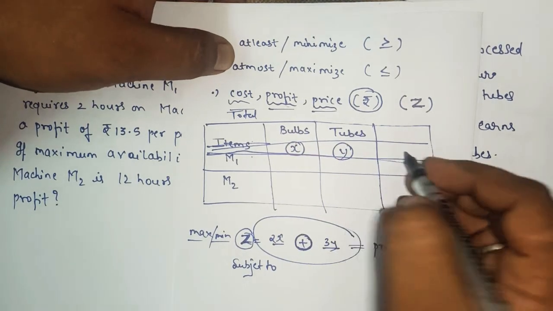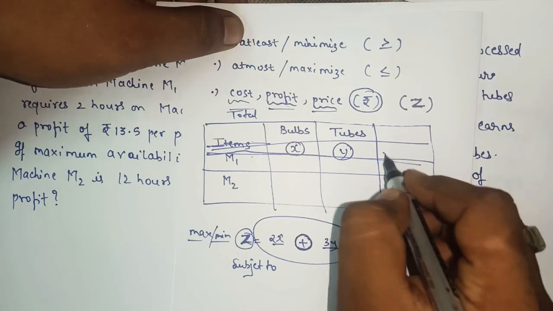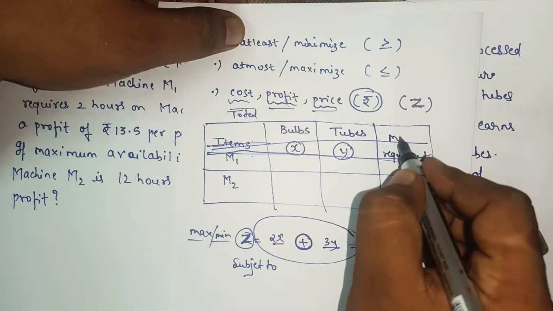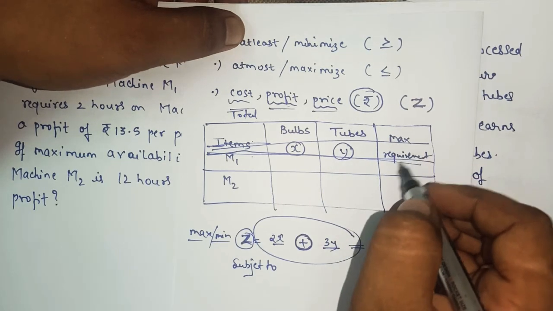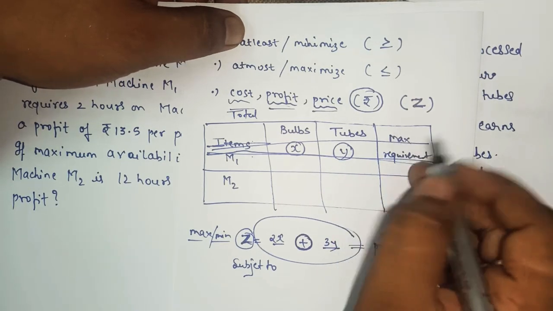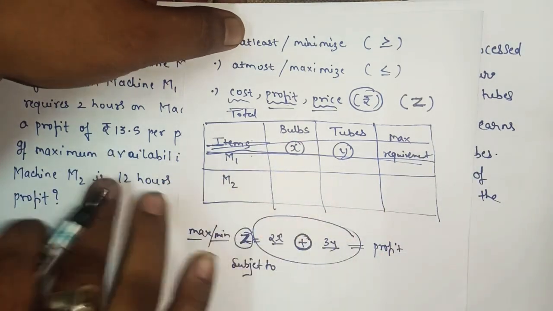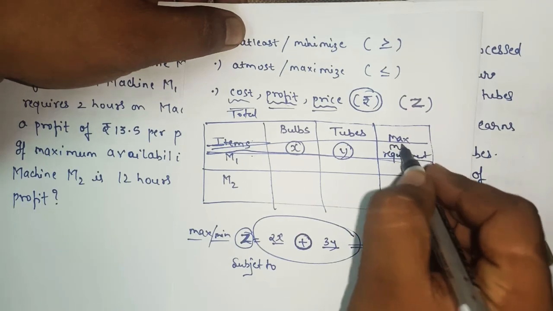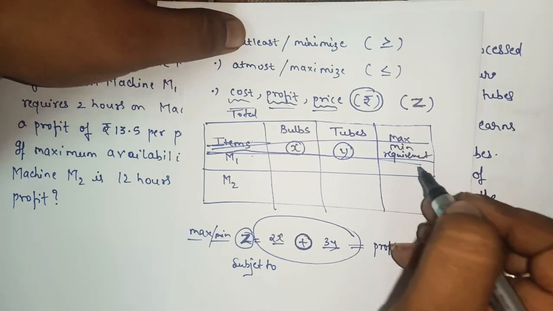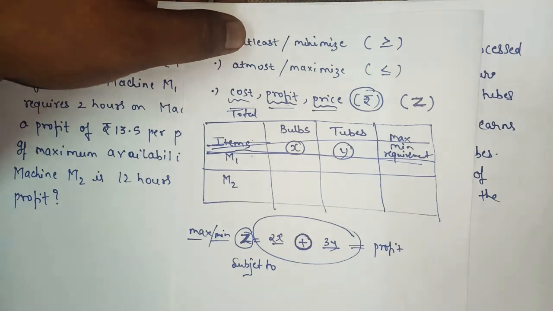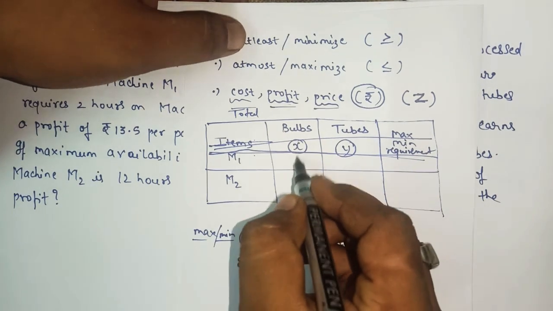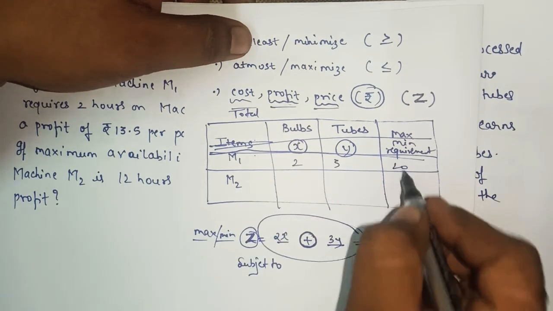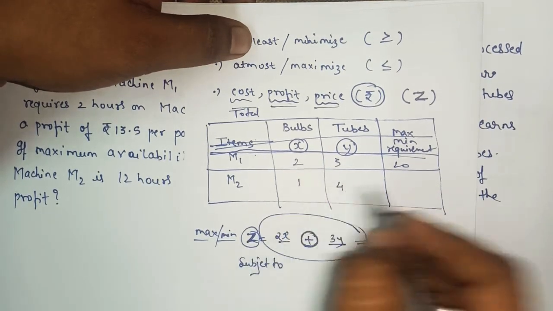In the last column you will mention the requirement. What? The requirement. If it says maximum requirement, you will write maximum. This maximum and minimum you will come to know from the question only. It will be mentioned in the question. And if it mentions minimum, here you will write minimum requirement. Suppose I replace this box by some numbers: 2, 3, 20, 1, 4, 10.